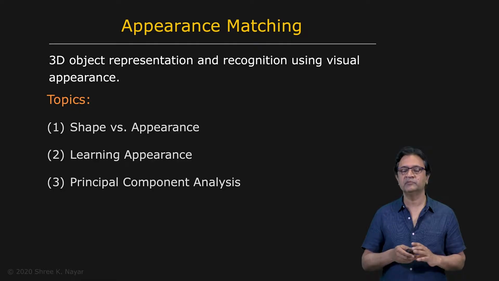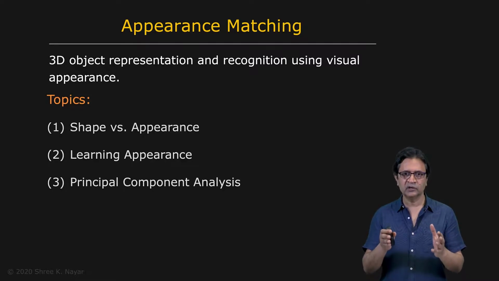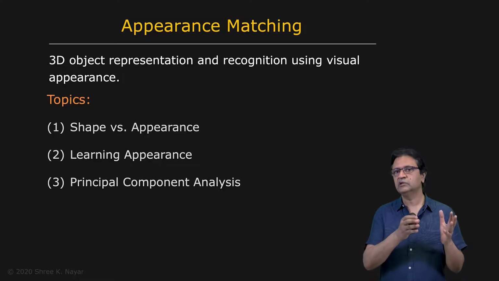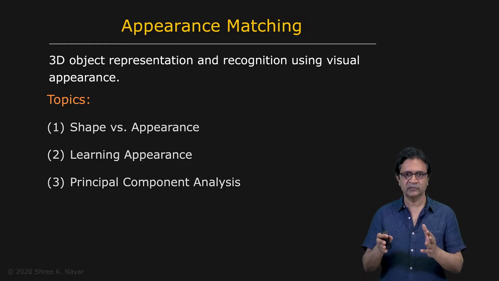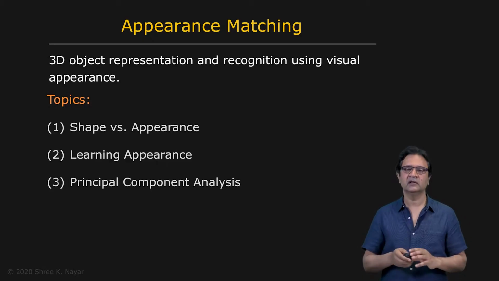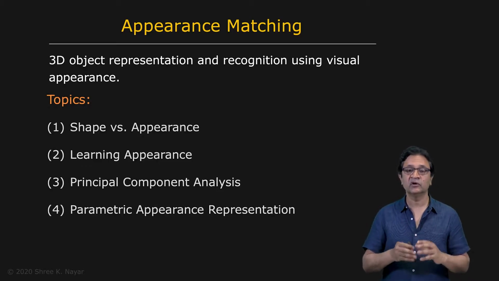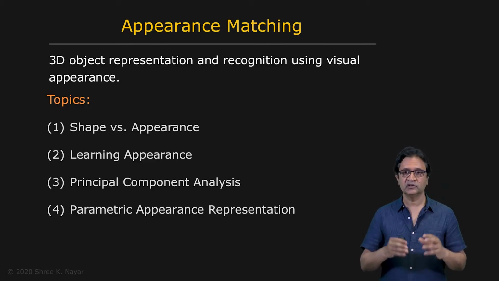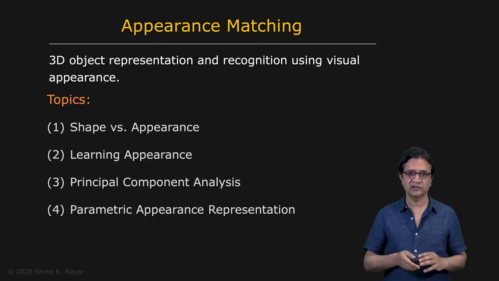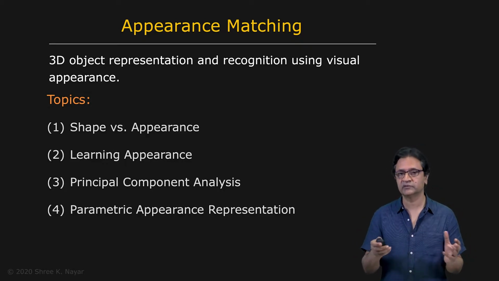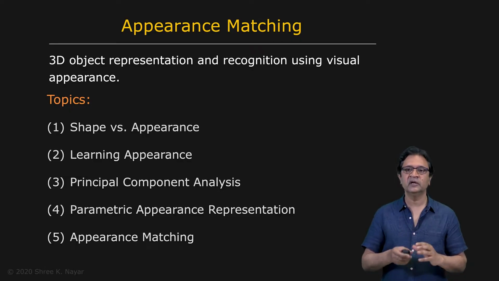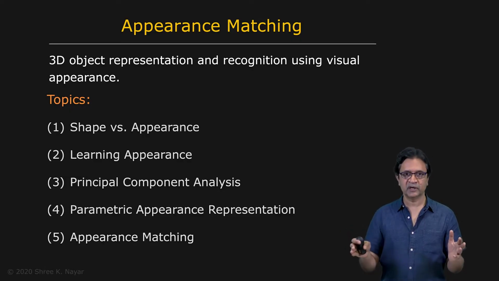So once we have our PCA representation, our principal components, what we have is a lower dimensional linear subspace in which we can represent the original image set by simply projecting the image set. What we end up with is, for each object, a compact parametric representation of the appearance of the object. This is called the parametric appearance representation. So now we have represented the visual appearance of each one of the objects of interest to us, and we can develop a pipeline for appearance matching.